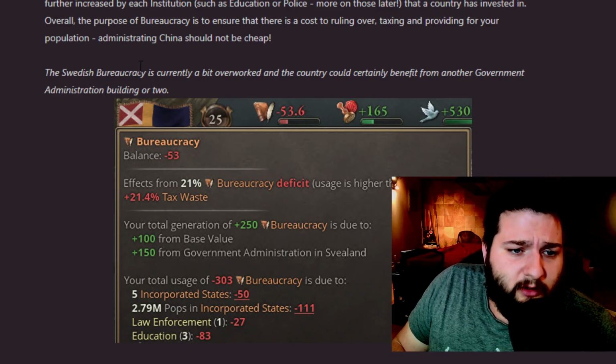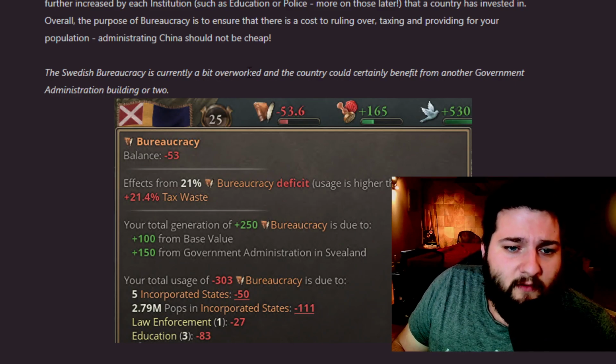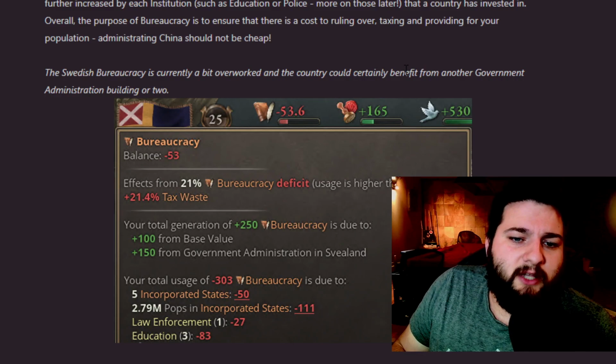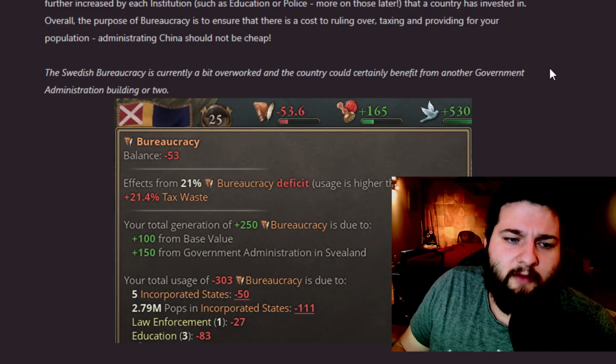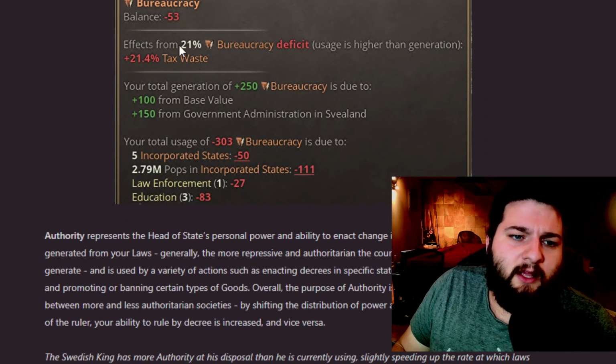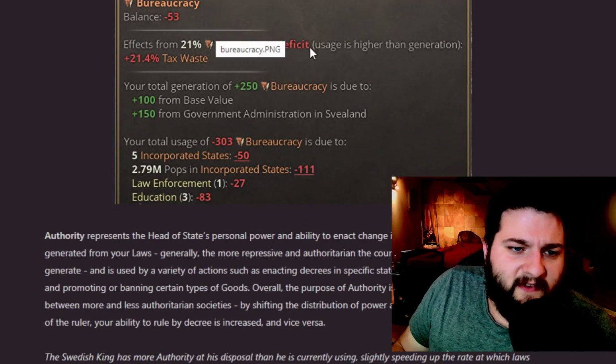The Swedish bureaucracy is currently a bit overworked, and the country should certainly benefit from another government administration building or two. So bureaucracy balance minus 53.